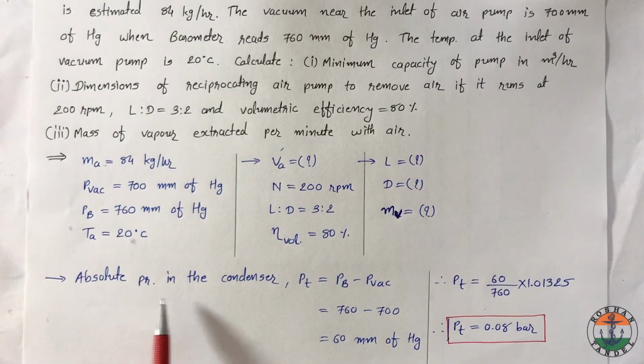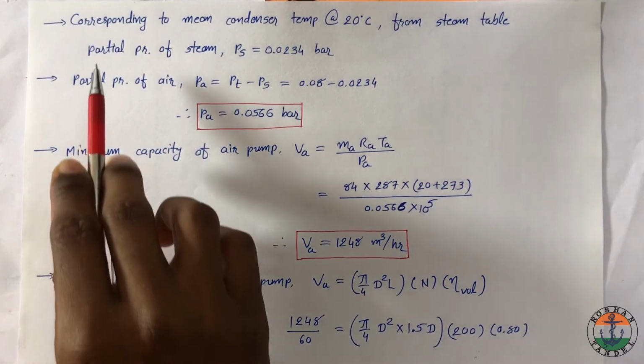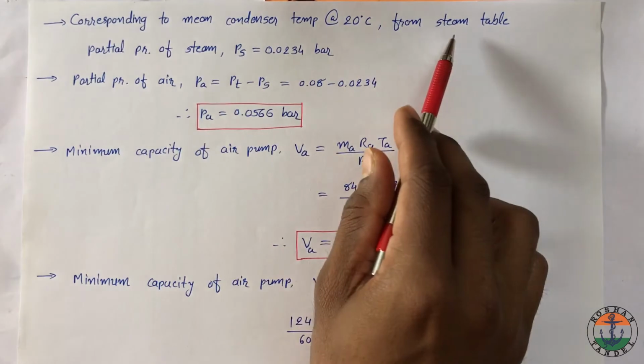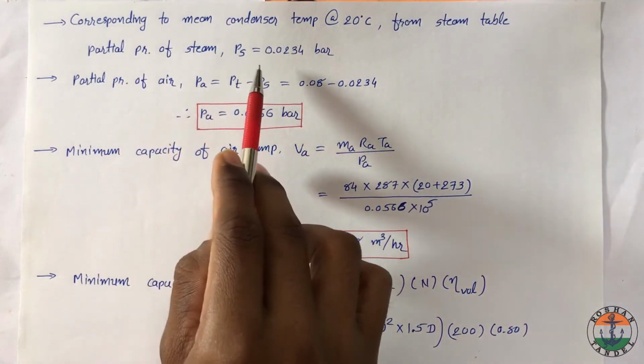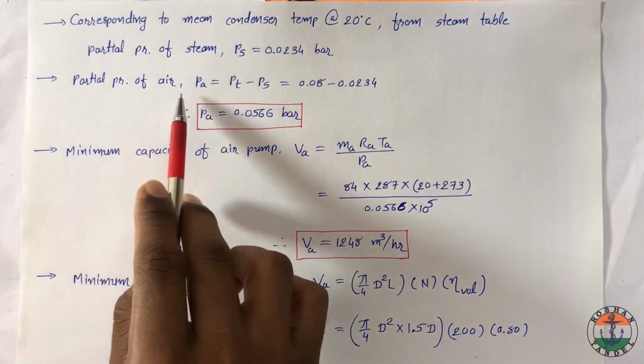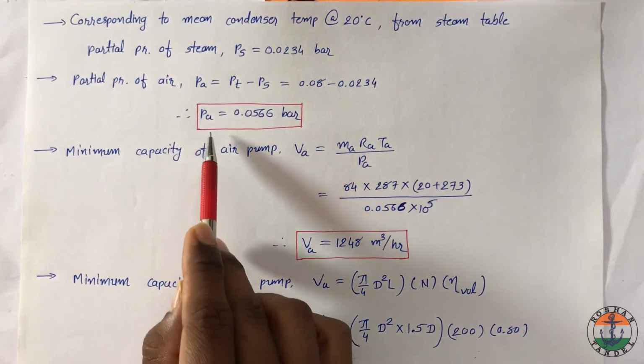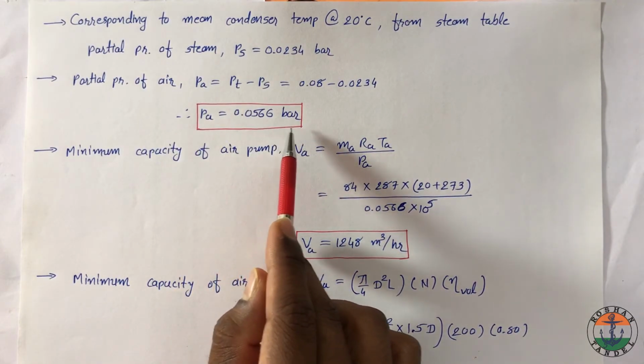Now, absolute pressure in the condenser is equal to barometric pressure minus vacuum pressure, which is coming out to be 60 mm of Hg is equal to 0.08 bar. Temperature at the inlet of vacuum pump is 20 degrees Celsius. Corresponding to that temperature from steam table, partial pressure of steam is equal to 0.0234 bar. Now partial pressure of air is equal to total pressure minus partial pressure of steam, which is coming out to be 0.0566 bar.